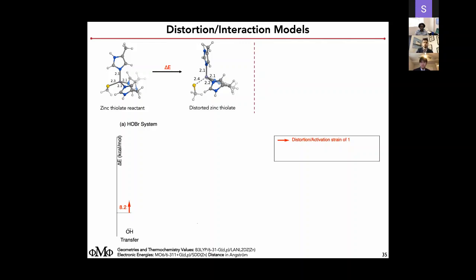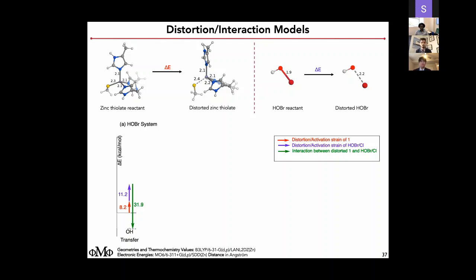Now, this will also occur for our second reactant, that of HOBr. It will also distort to reach its transition state geometry, and this will also incur some kind of distortion energy. Now, when these species react in a transition state complex, they will also engage in stabilizing interactions that stabilize and reduce the amount of energy required for this complex. This is known as our interaction energy, and it can also be included on this general diagram.